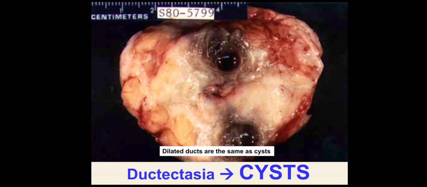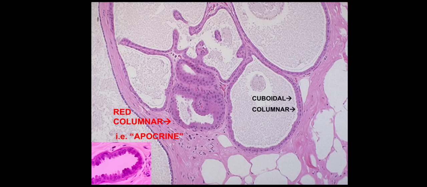Now the second inflammatory condition is duct ectasia. It is as such not an inflammatory condition, but it can be seen as a consequence of inflammation. So duct ectasia is dilated ducts, and it is also called cystic duct. Mostly it is a component of fibrocystic disease of breast.